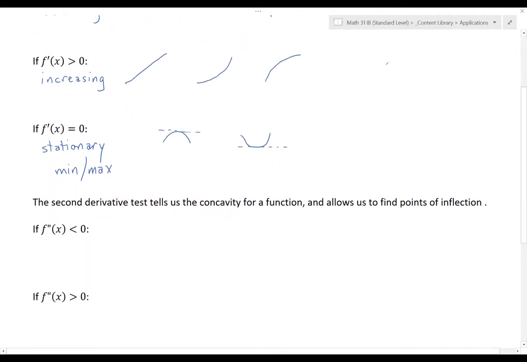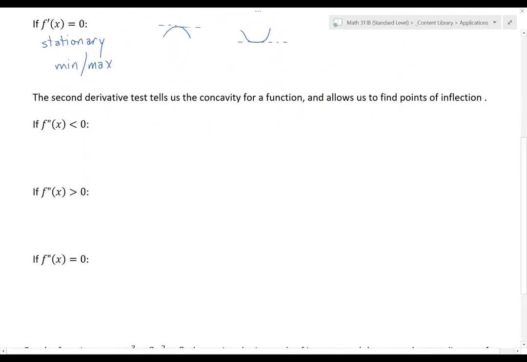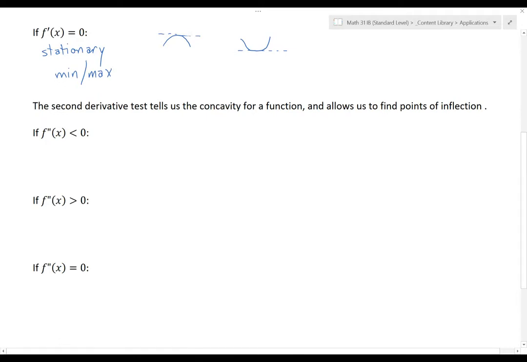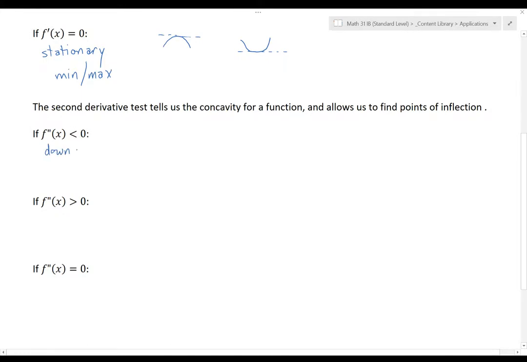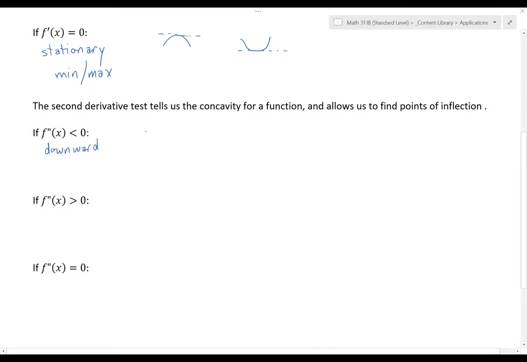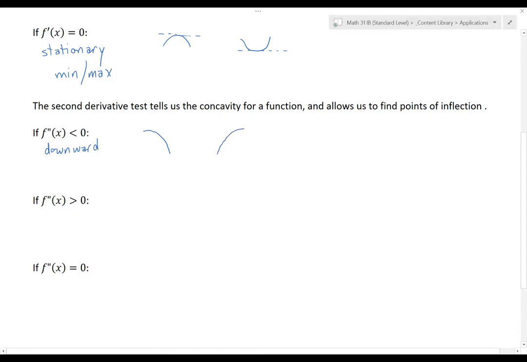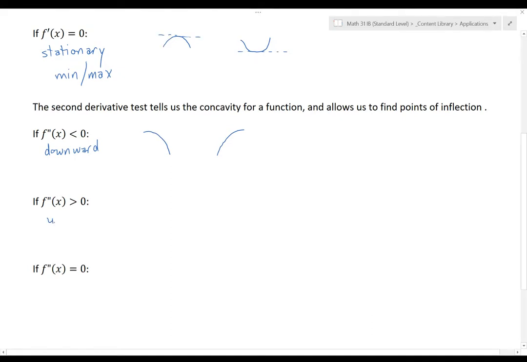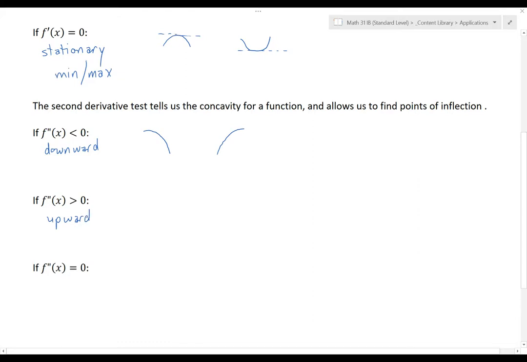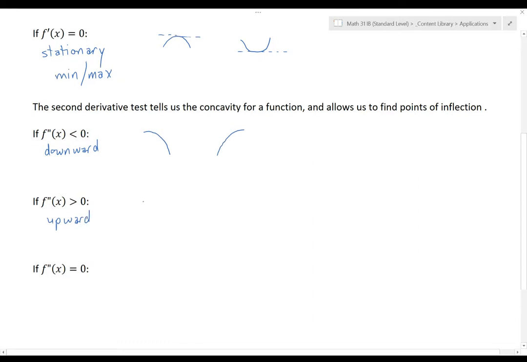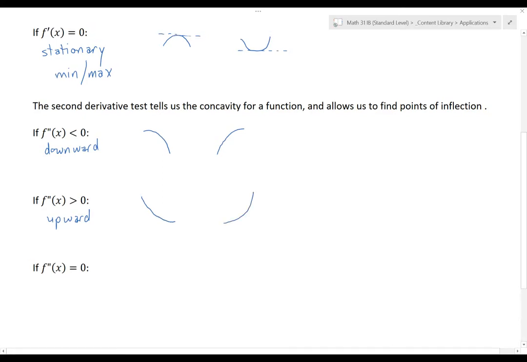The second derivative is going to tell us about concavity, so the curvature, and that will allow us to find points of inflection. Where the second derivative is negative, we have a downward concavity. This can be downward concavity with a decreasing function, or with an increasing function, but the curvature opens downward. If the second derivative is positive, then we have an upward concavity. Again, that can be upward while decreasing, or upward while increasing, but the curvature opens upward.